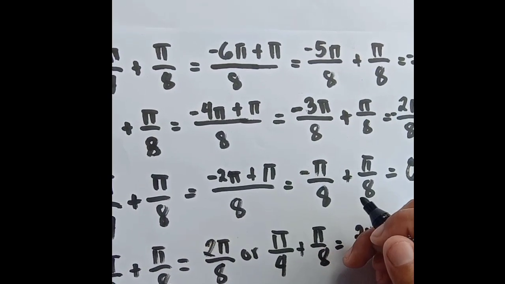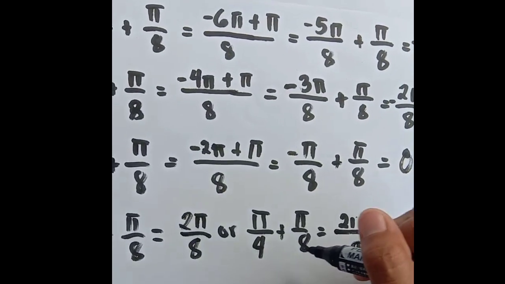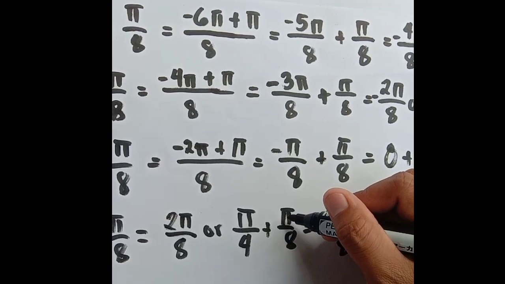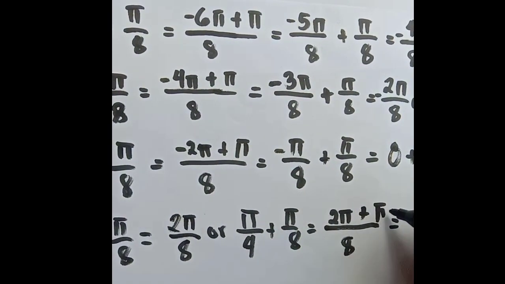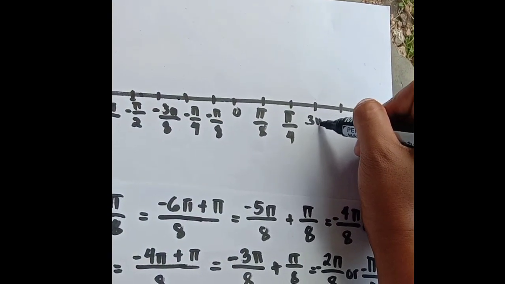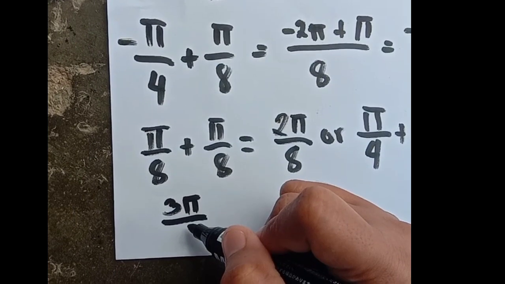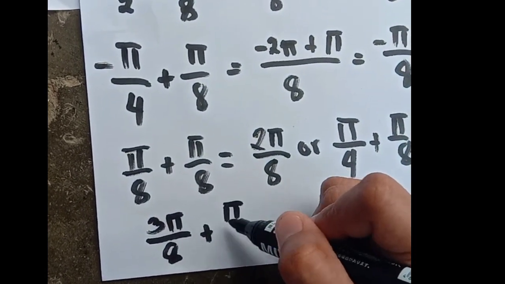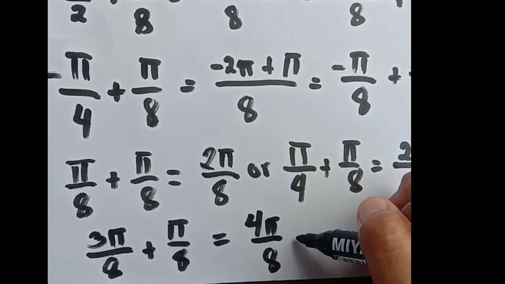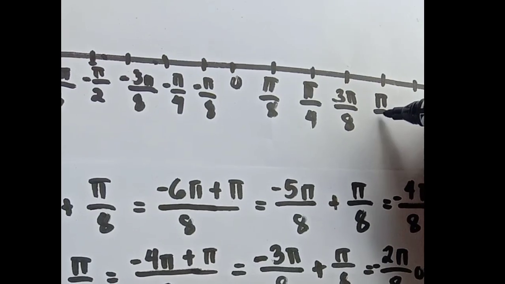So we notice they have different denominators. So let's find the LCD. The LCD is 8. Then 8 divided by 4, 2 times pi equals 2 pi. Plus 8 divided by 8, 1 times pi, pi. Then 2 pi plus pi equals 3 pi over 8. And then put it here, 3 pi over 8. So 3 pi over 8 plus pi over 8 equals 3 pi plus pi, 4 pi over 8. Reduce to the lowest term, pi over 2. Then put it here, pi over 2.